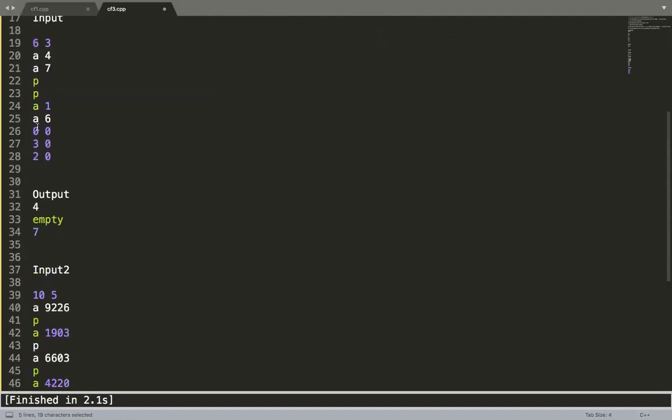So basically, I'm going to sort these queries, and the point is I need to store the index also, because I need the answer like this.